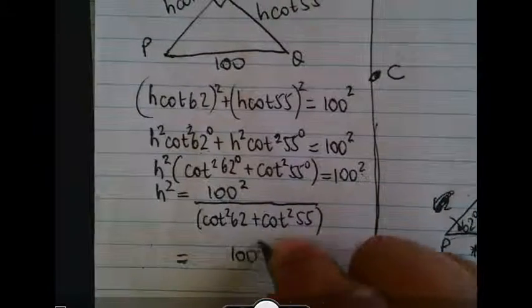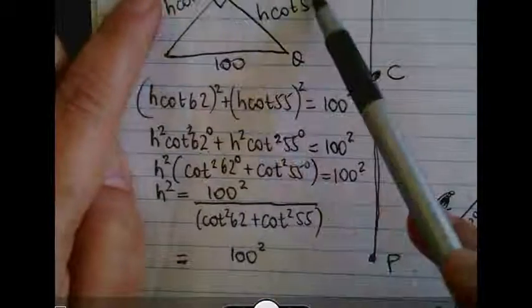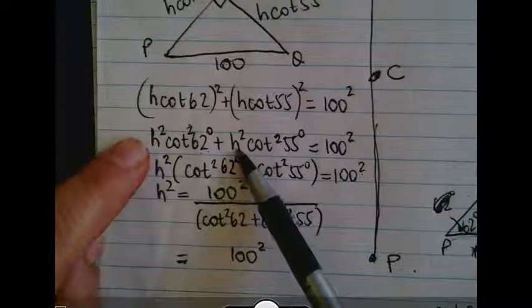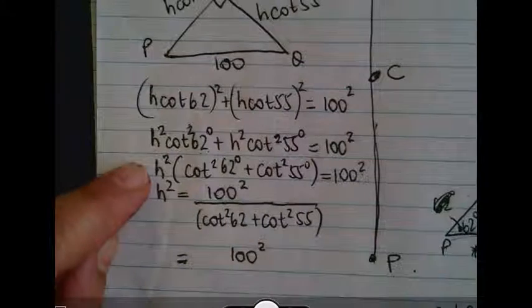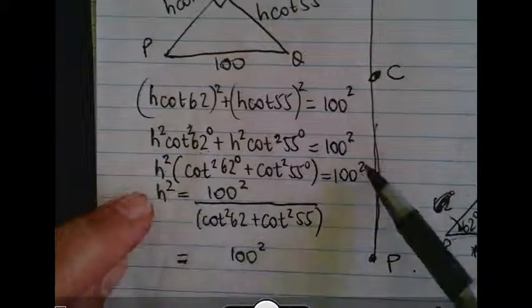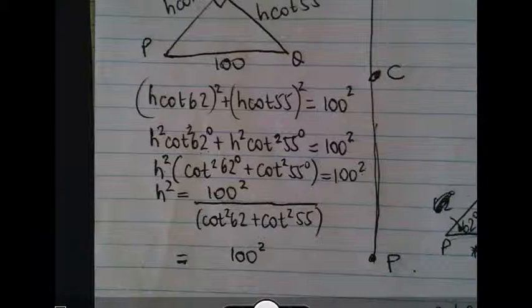So, are we okay so far? That squared plus that squared is that squared. Square them all. Factorize out the H squared because you only want it appearing once. H squared times that is that. So H squared will be the 100 squared divided by that.